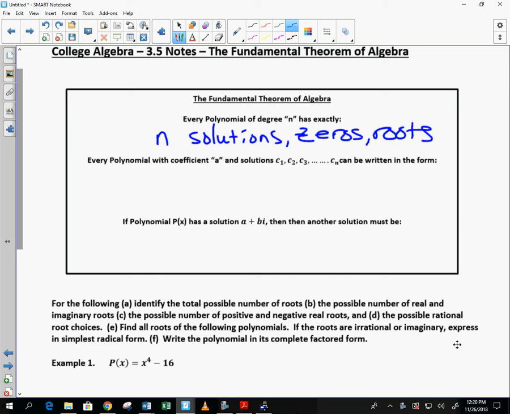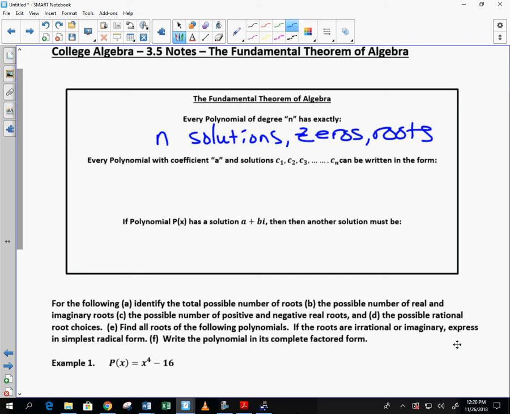And by the way, it's super complicated to prove. You have to take courses in modern algebra and analysis and other things like that, number theory and group theory, and you come up with a super complicated proof. But it's really interesting to see if you ever decide to go get a degree in mathematics. You get n solutions or zeros or roots.